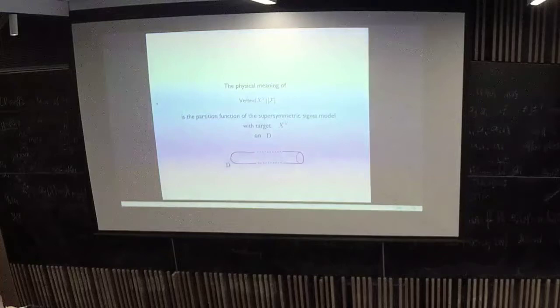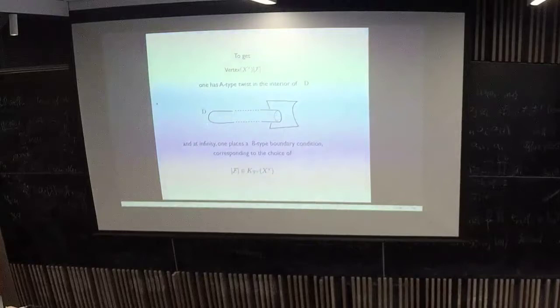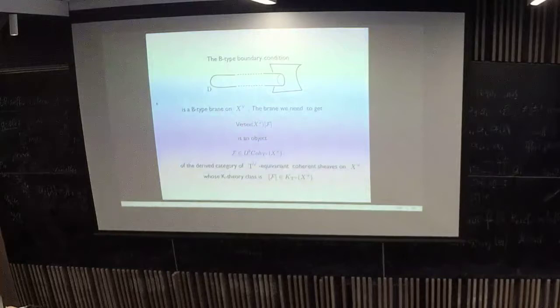And what's the physical meaning of this vertex function? It's a partition function of a supersymmetric sigma model with target X-check on this infinite cigar, where in the interior of the cigar you have the A-type twist, but at the boundary at infinity you place the B-type boundary condition. For you to be able to impose a B-type boundary condition, it's crucial that D is an infinite cigar. That boundary condition corresponds to this choice of equivariant K-theory class. More precisely, the boundary condition is a B-brane on X-check, an object of the equivariant derived category of X-check. Which object do you pick? You pick the object whose K-theory class determines the vertex function you want. So in the computation of conformal blocks, the only data of the object in the derived category is just the K-theory class.